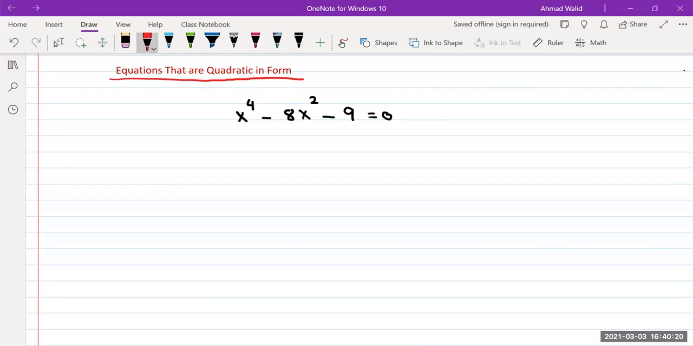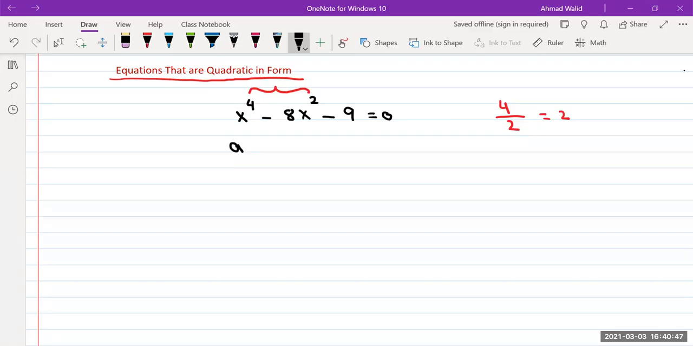Look at the exponent of your first term and look at the exponent of your second term. If I divide 4, which is the exponent of the first term, by 2, it gives me the exponent of the second term, which is x squared. Am I right? Why do we call it quadratic in form?